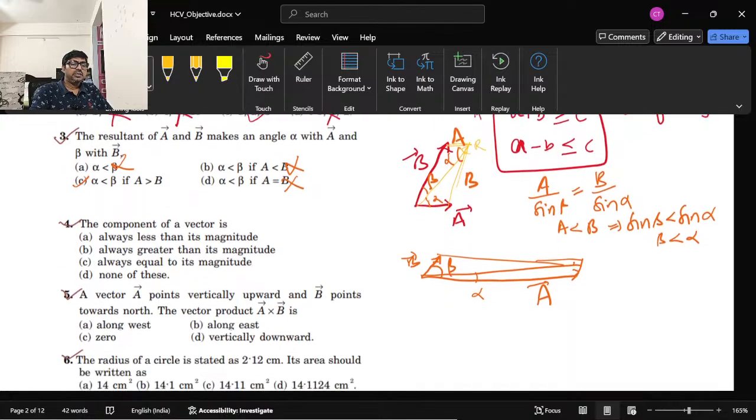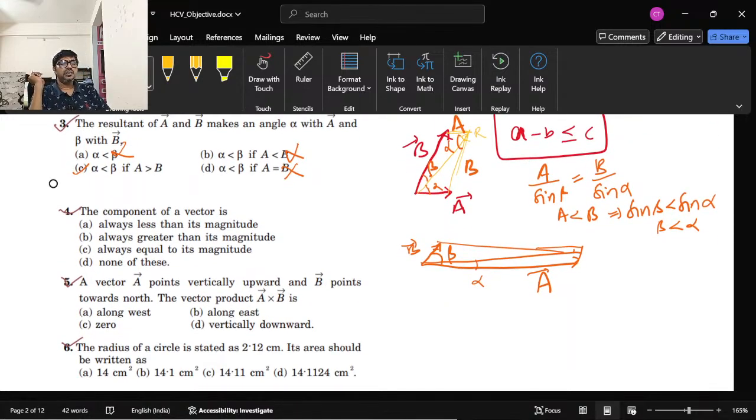Okay. Next, the component of a vector is a scalar quantity, obviously. Always less than its magnitude? The component of a vector would be always less than or equal to, because when it is parallel they are equal. Always greater, that's wrong. Always less is also wrong because sometimes it can be equal also. Always equal to its magnitude, that is also not correct. None of this is the answer. The answer has to be less than or equal to. The component of a vector is less than or equal to the magnitude of its vector.